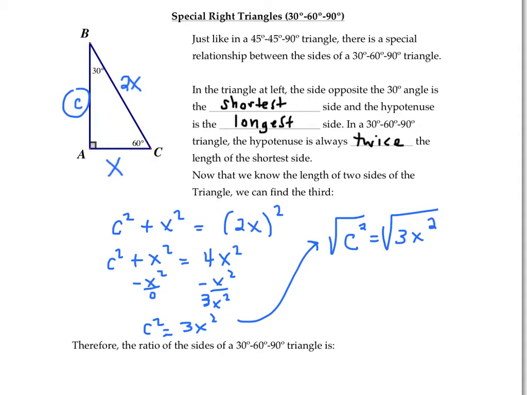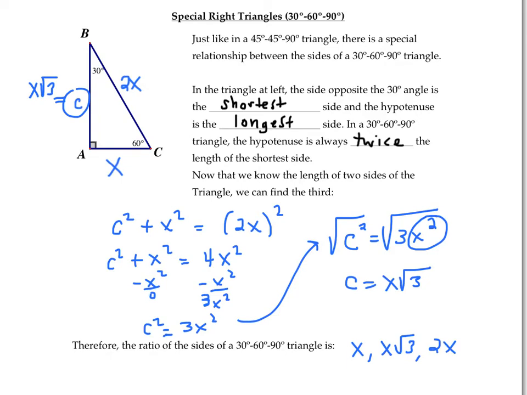So the square root of c squared is c. The square root of x squared will give us an x out in front, and we're left with the square root of 3. So this tells us that the third side in our triangle, or the side opposite 60 degrees, will be equal to the shorter leg times the square root of 3, x square root of 3. So the ratio of the sides in a 30-60-90 triangle is x, x square root of 3, and 2x.